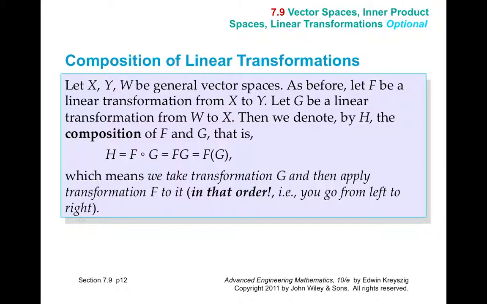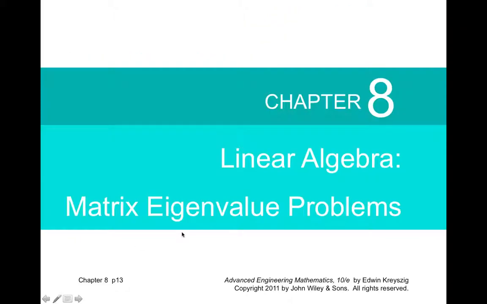Composition of linear transforms. Let X, Y, and W be general vector spaces. We let f be a linear transformation that goes from X to Y, and g be a linear transformation that goes from W to X. Then we call h the composition of f and g. Basically, you can take transformation g and apply transformation f to it. Here's transformation g, here's transformation f. That would give us h, the resulting composition. So it's like a double transformation.